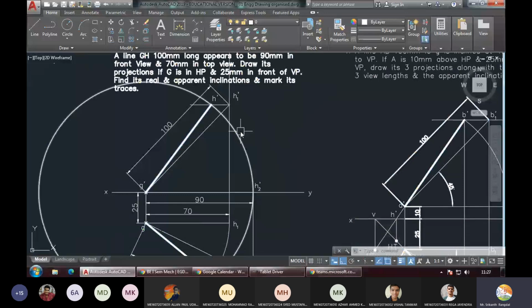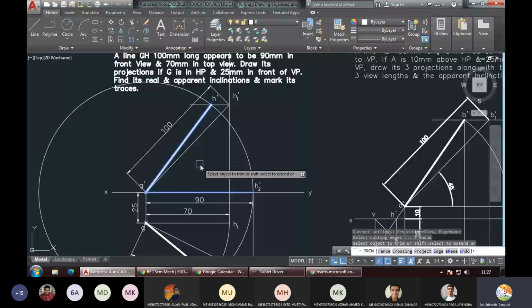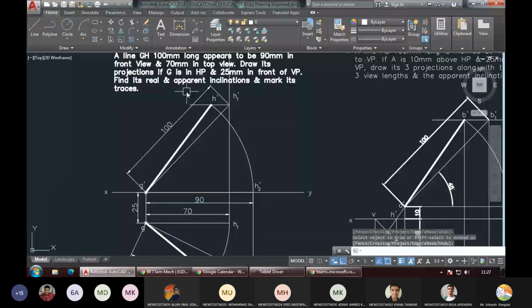Now this arc also, we don't need a complete circle. So select these two lines. We need only this part of the arc. The other part we don't need. So select the lines, TR, single enter, and select this part of the arc. It is gone. So this is the completed diagram.